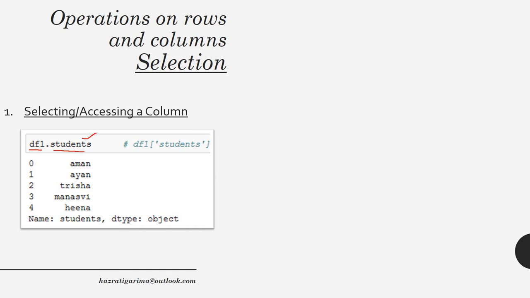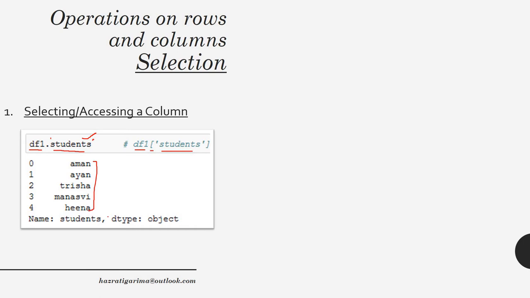We have 2 methods over here. Either you can use the dot operator and directly write the name of the column, or you can write the name of the data frame and a square bracket, and after that write the name of the column. Both methods are correct. While using the dot operator, you are not allowed to write it in apostrophes; only in the square bracket method can you write it. So here we have the output, only the student's column.